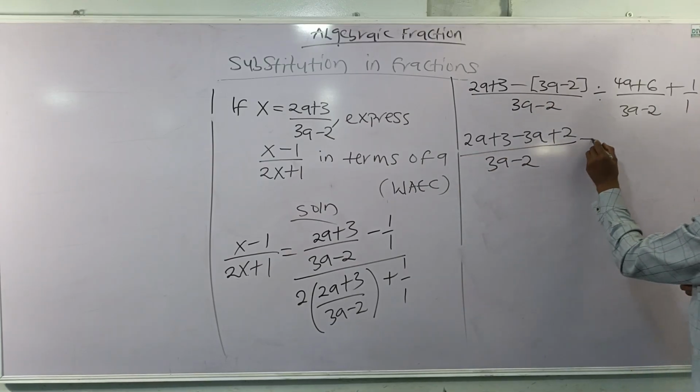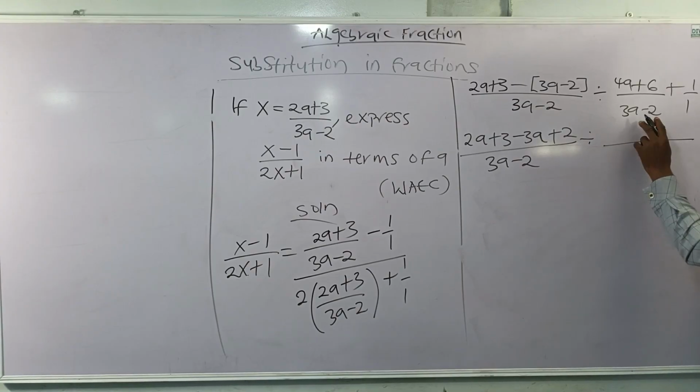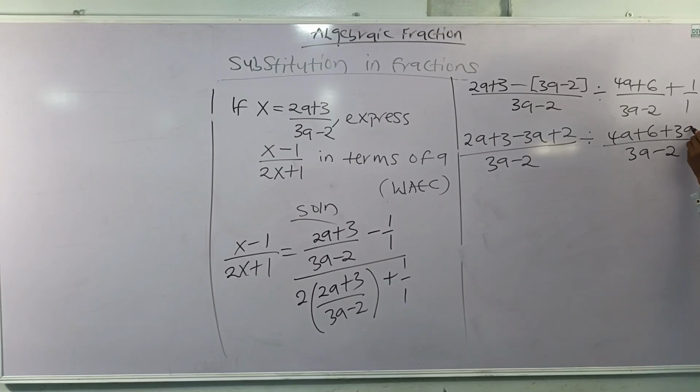3a minus 2 divided by our LCM of 3a minus 2 and 1 will give me 3a minus 2. 3a minus 2 into 3a minus 2 is 1. 1 times 4a plus 6 will give me 4a plus 6. Put my plus sign. 1 into 3a minus 2 will give me 3a minus 2. 3a minus 2 times 1 will give me 3a minus 2. This is plus, so it's not a must. I put my square bracket.